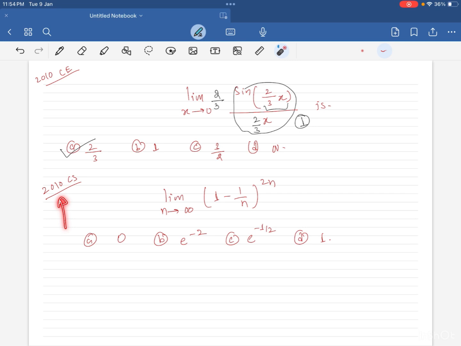This question is from CS 2010, and again this is a form of 1 to the power infinity, right? How can we solve this type of form? What we can do is e to the power limit, here n tends to infinity, right? So f(x) is 1 minus 1 divided by n minus 1, into g(x) is 2n, right? So this is going to be cancelled and this is going to be cancelled. So overall what we are going to get is e to the power minus 2.